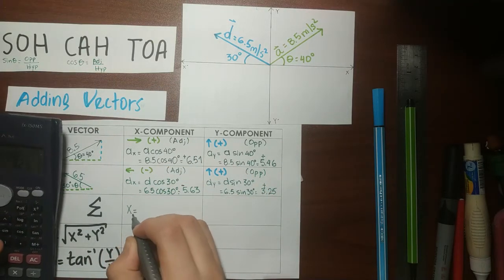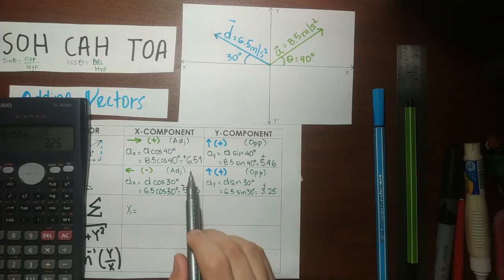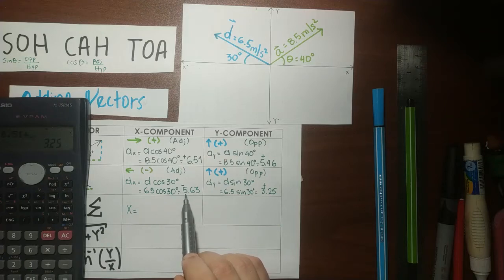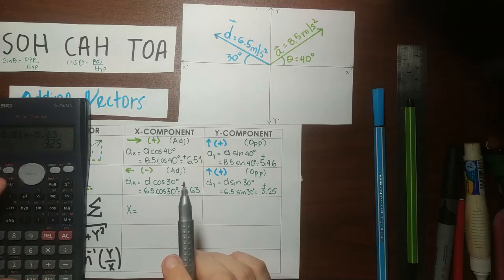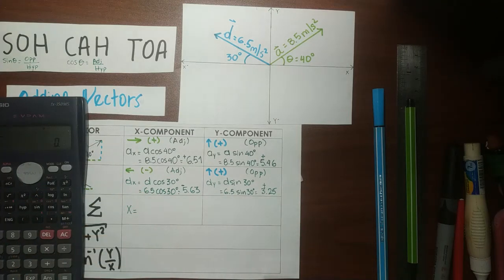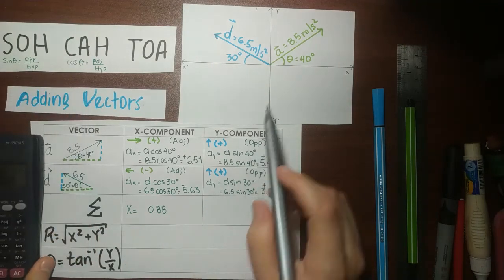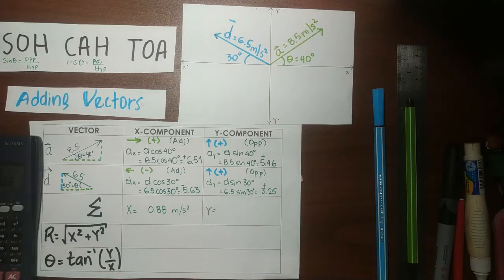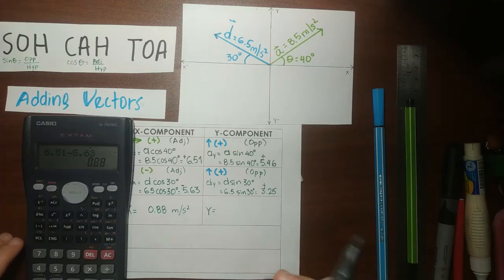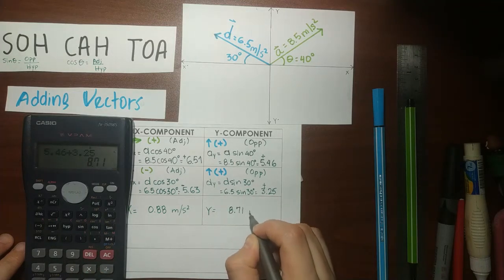Here, your x component will be equal to, you add them both, 6.51 plus, now as you can see, the second vector got a negative 5.63. So you're going to add positive and negative, which makes a subtraction. So basically we're going to subtract, and my x component gives me 0.88. If you take a look, the units for both vectors are meters per second squared. Now for my y component, as you can see, both are positive, so you just add them. So it's going to be 5.46 plus 3.25. This gives me 8.71 meters per second squared.